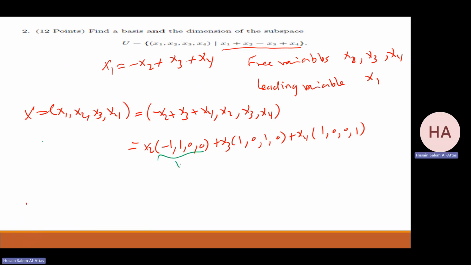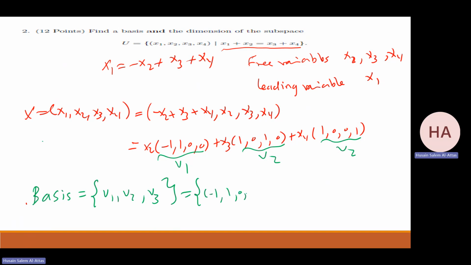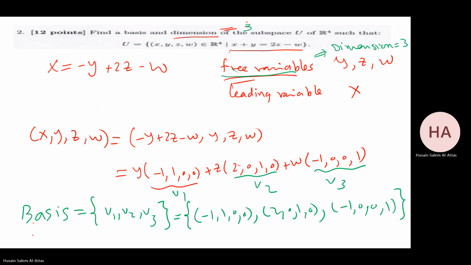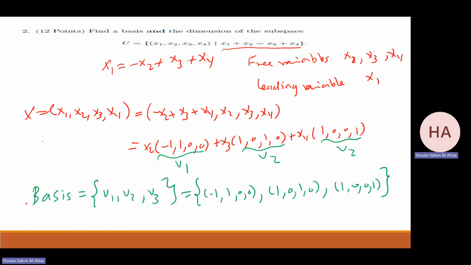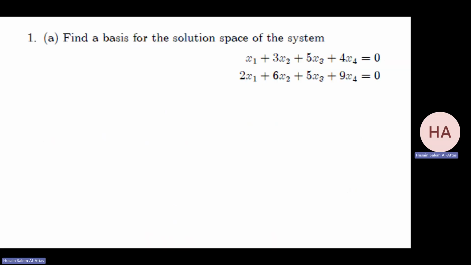That will give me v1, v2, v3. And the basis is v1, v2, v3, which are these vectors. Yeah, I think this is very clear now. The dimension is 3. Dimension is equal to 3. It's from here. No need to go further if you want the dimension only. Find the dimension of this solution space.